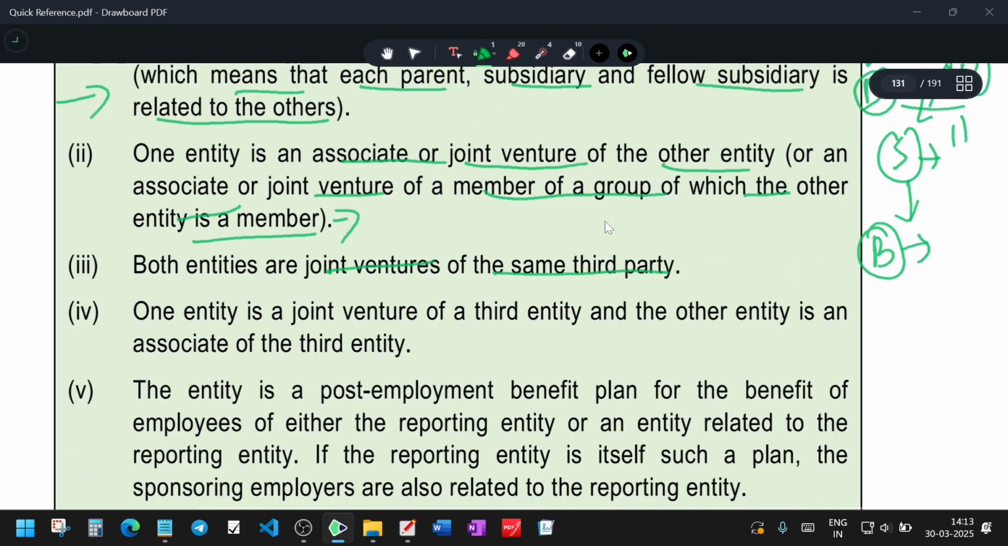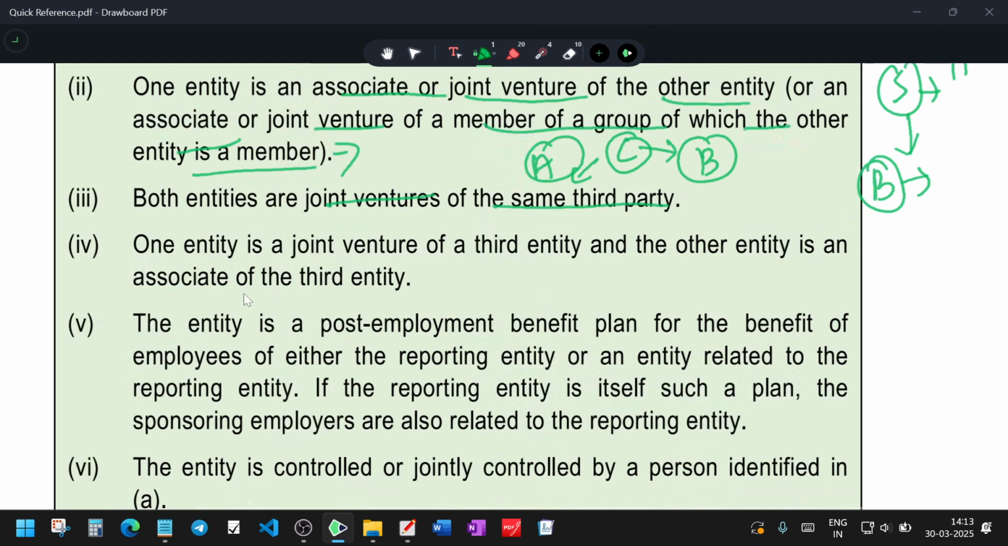Sir, they are not together, sir. There is one third company. That company is hiring this A company and B company. They both do not have any agreement, but the C company is controlling them. Then it's redundant. One entity is a joint venture of a third party, and the other entity is an associate of the third entity.